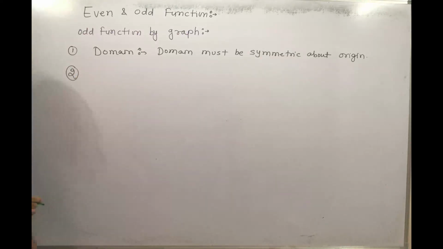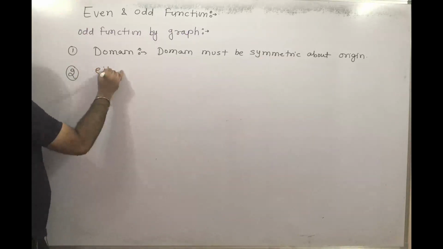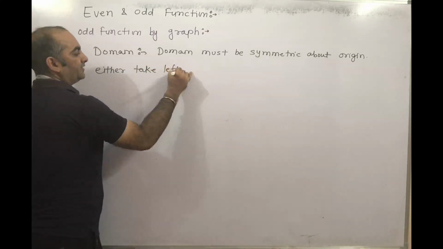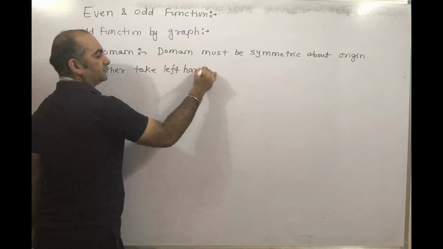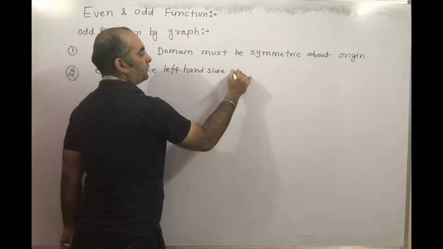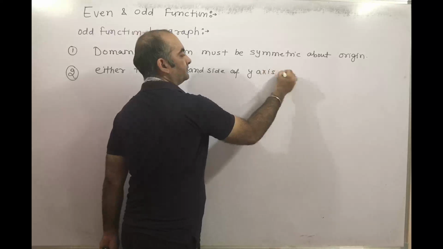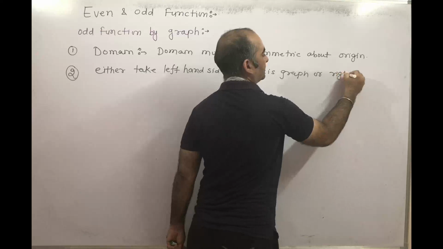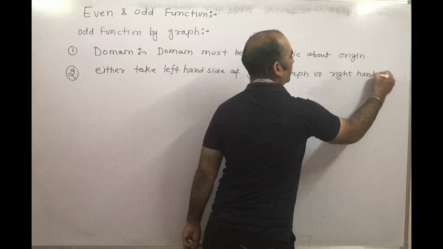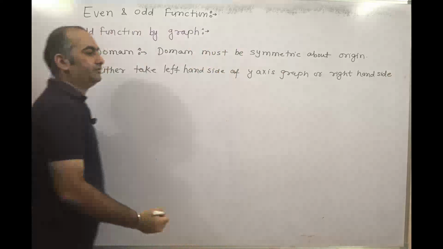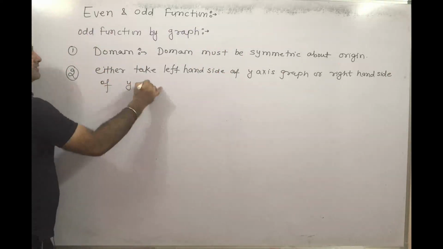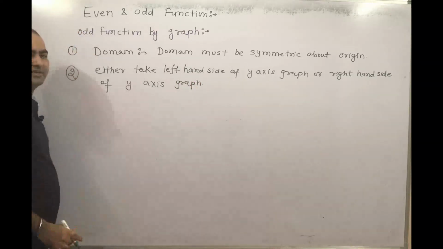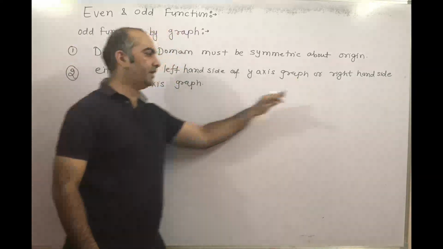Second point, in second point, either take left-hand side of y-axis graph or right-hand side of y-axis graph. Either you take left-hand side of y-axis graph or right-hand side of y-axis graph.